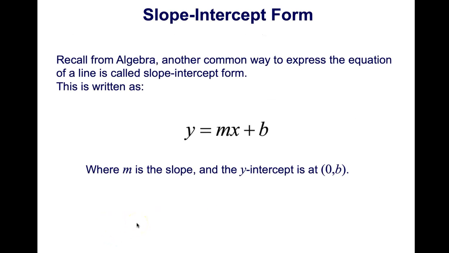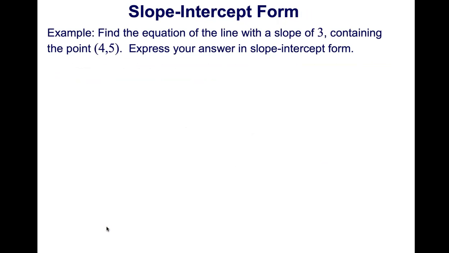Now the next concept is slope-intercept form. Recall from algebra, another common way to express the equation of a line is called slope-intercept form. You have been using this: y is equal to mx plus b, where m is your slope and b is your y-intercept. What is the y-intercept? The value of y when x is 0. Go ahead and copy these notes in your notebook. Now our first question is, find the equation of a line with a slope of 3. That means m is 3, and we have been given the point 4, 5. Express your answer in slope-intercept form.